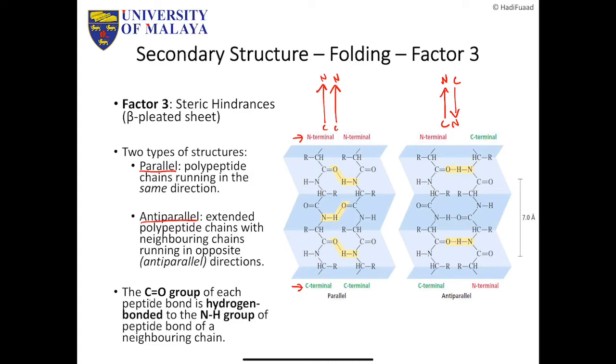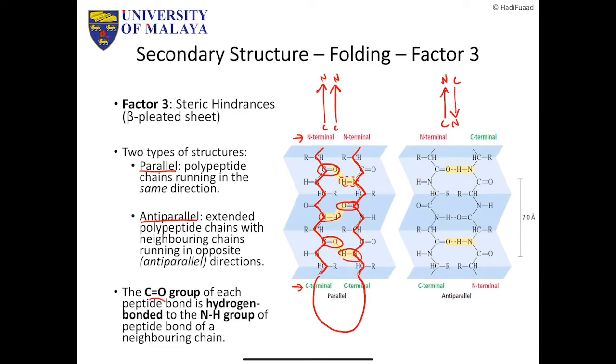So where is the hydrogen bond coming from here? The carbonyl group of each peptide bond is hydrogen bonded with the NH group of the peptide bond of a neighboring chain. Over here you will see one chain and you will see the second chain over here, this side. They can be connected through a backbone somewhere there, or it can simply be two different peptides interacting with one another. You can see the carbonyl group forms a hydrogen bond with the amide group, and it's not just one place, it's at multiple places.